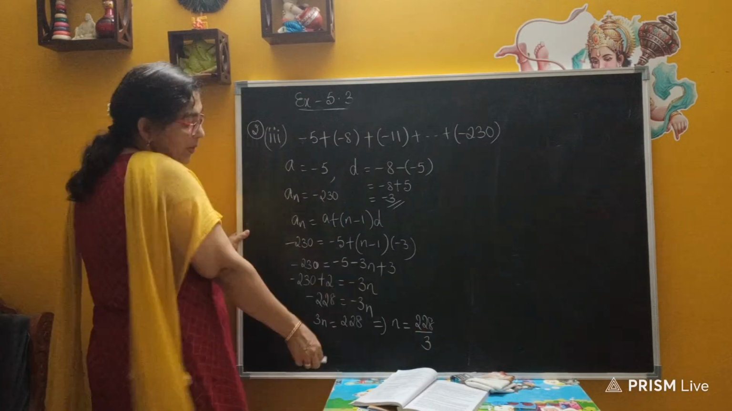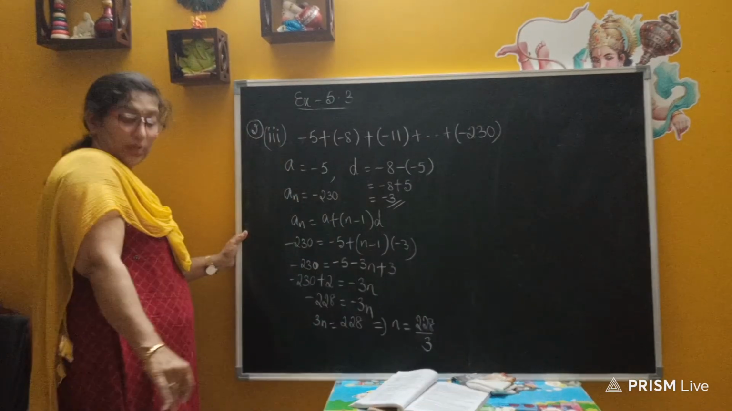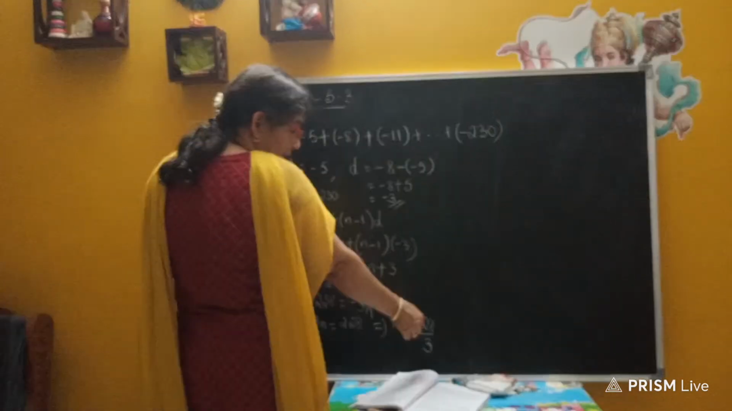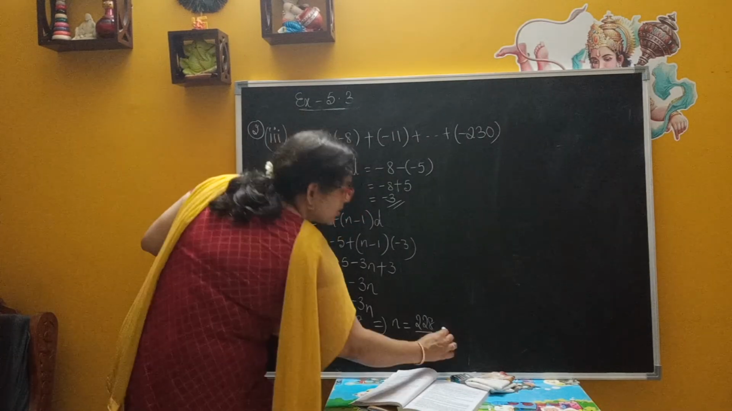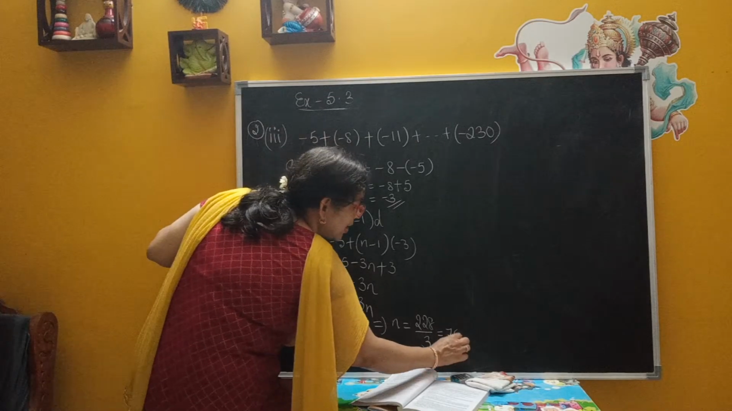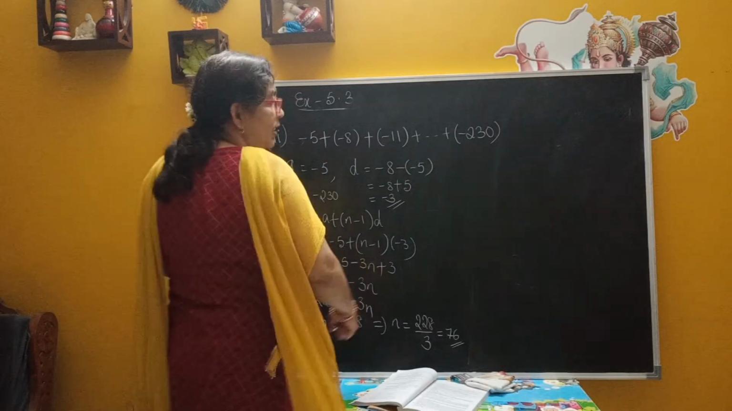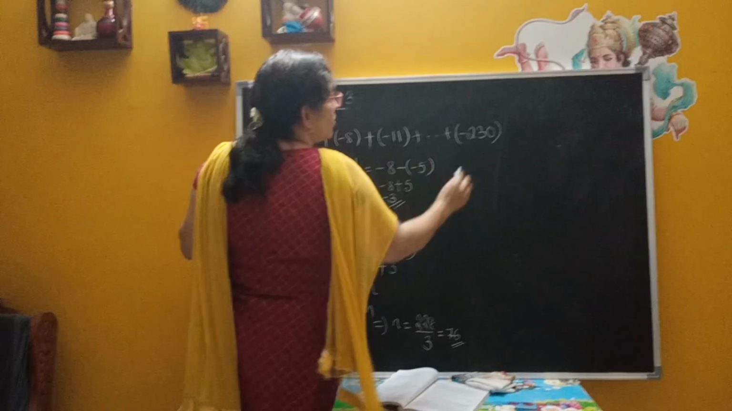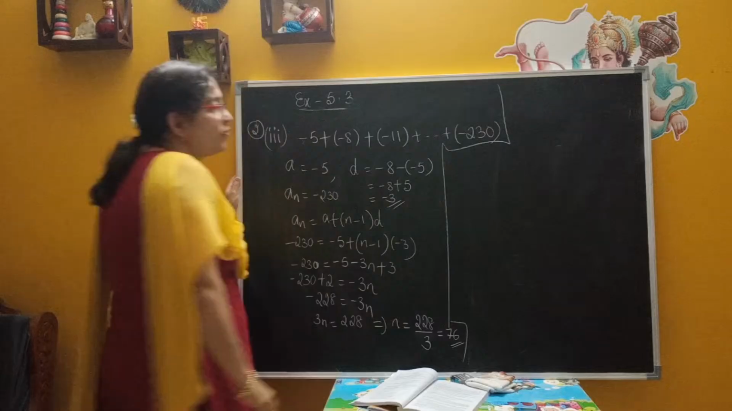Yes, it is divisible by 3, no? 2 plus 2, 4, 4 plus 8 is 12. 12 is a multiple of 3. So, the number is divisible by 3. Yes, we get exact n value. How much it is? 3 7s are 21, 1 remains 18, 3 6s are 18. So, n value is 76. Using this value, let us find the value of Sn.